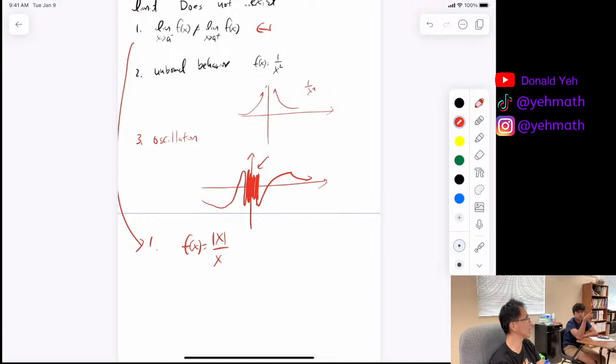What would the absolute value of x over x graph look like? Define when it's positive 1 and then when it's less than 0. When x is less than 0, it would be like negative 1 on a line. So 2 different lines.